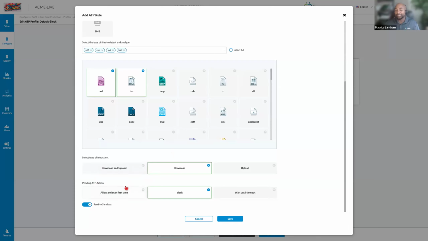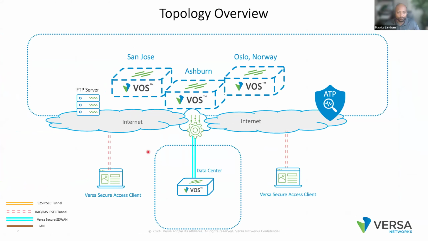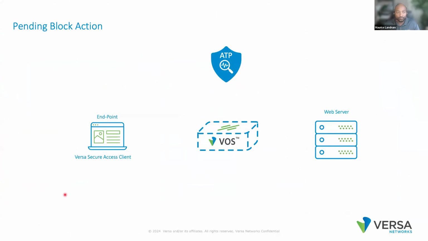So each action has a use case. Within our action, we're going to default block any action first before we move on to scanning the file. So this is the pending block action. The first thing we're going to do is, let's say we have a client that's trying to download some file. The client is going to first attempt to download the file from the web server. And then from there, the web server is going to obviously send that file back.